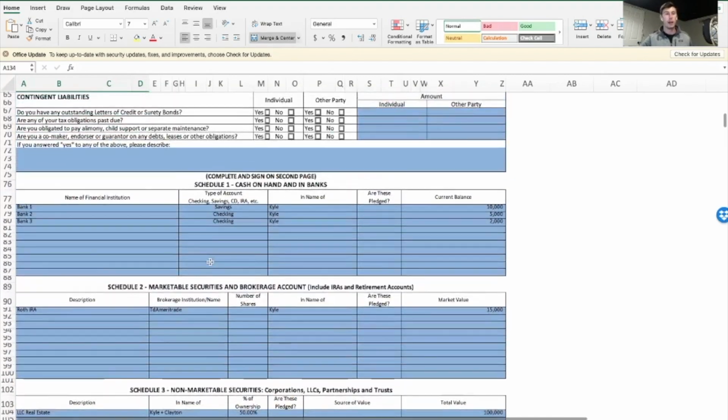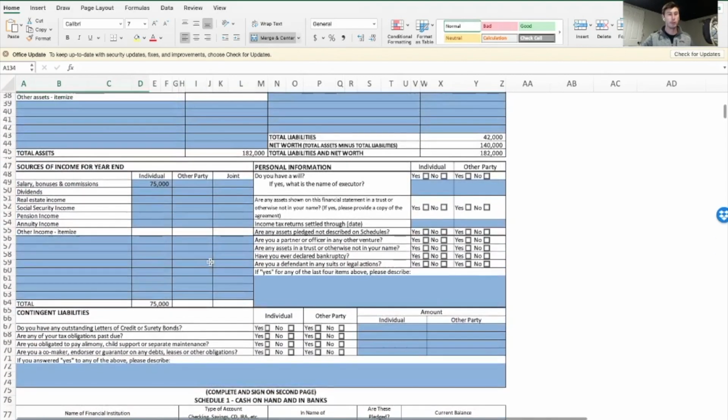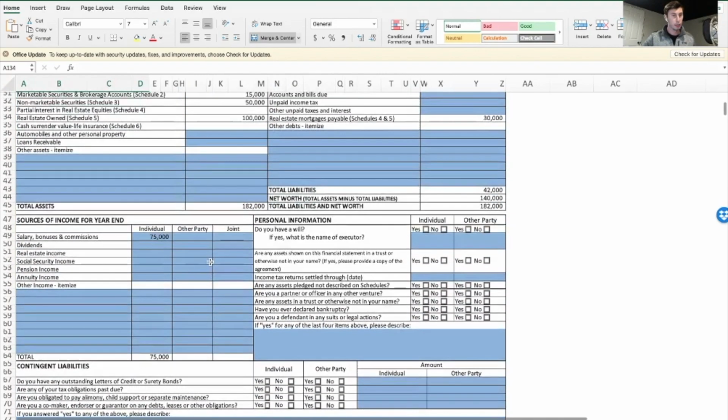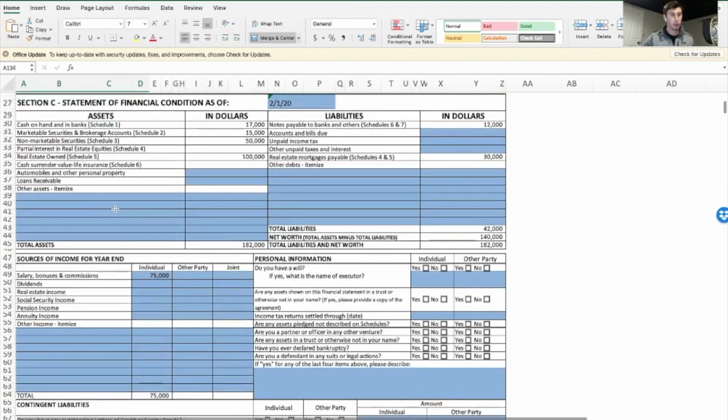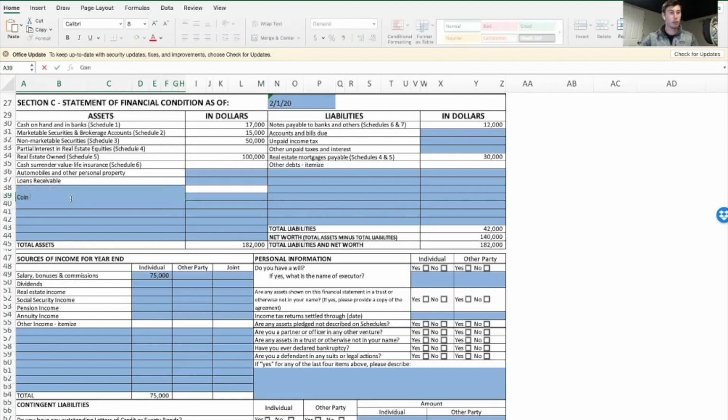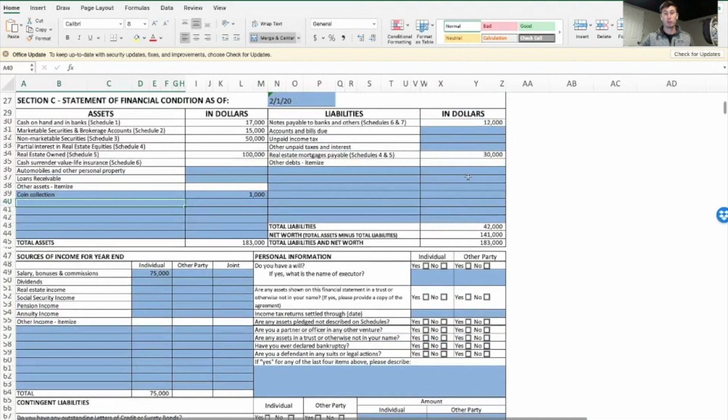So let's just go up to the top now and talk about what we have. I've got to find one more thing. Okay, here we go. Other assets. So we need to actually list our other assets that we might own that are worth money. Maybe you have a valuable coin collection and it's been appraised. So coin collection, and let's say it's worth $1,000.